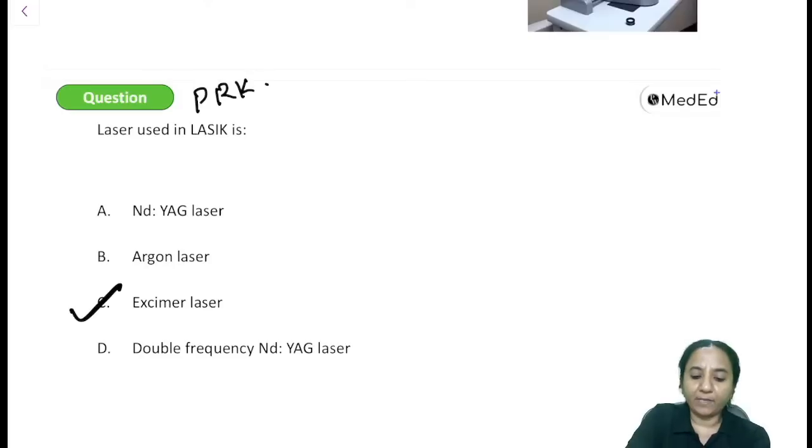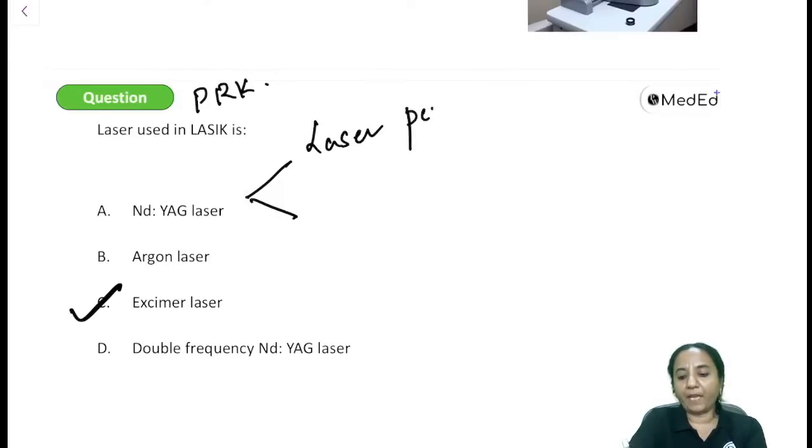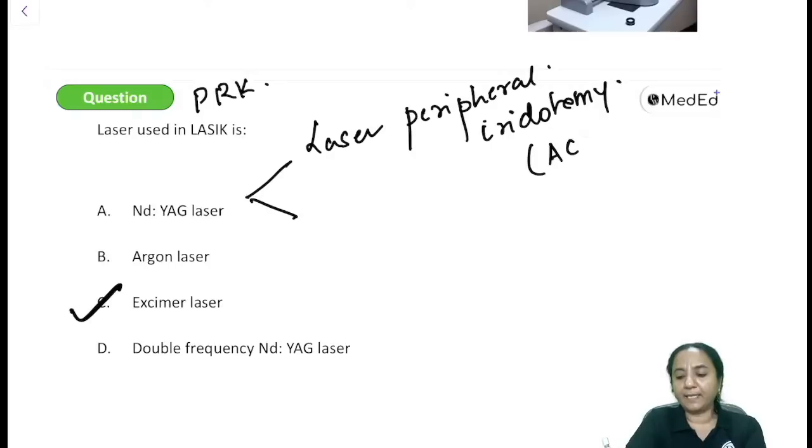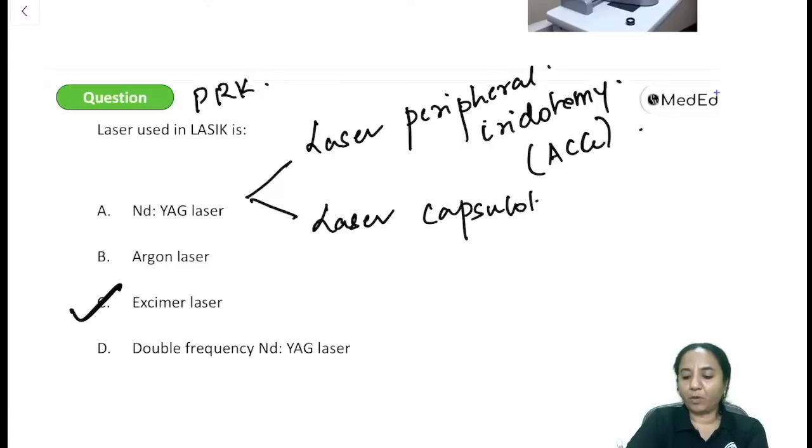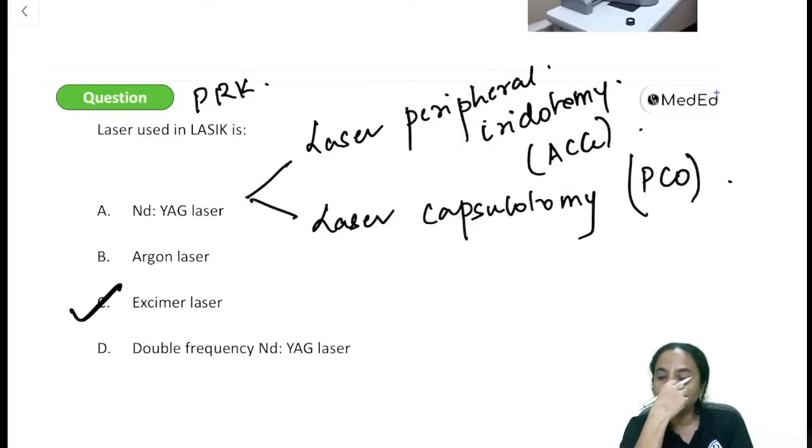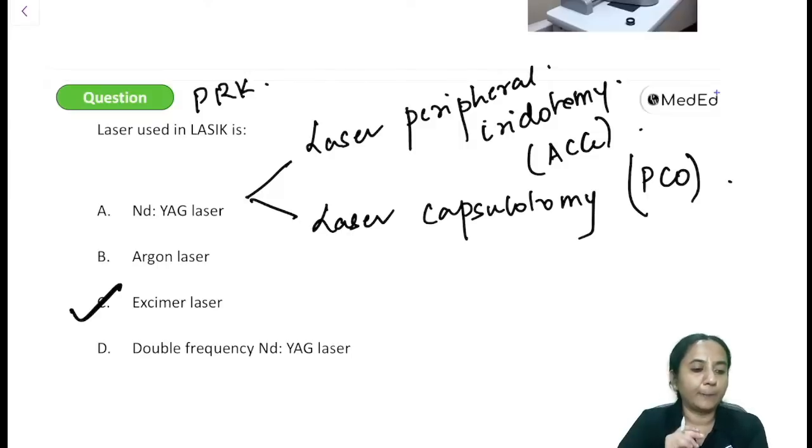Now where is Nd:YAG laser used? See, Nd:YAG laser is used in two important procedures. It is used in laser peripheral iridotomy. Where do you do a laser peripheral iridotomy? It is done in ACG, that is angle closure glaucoma, and it is also done for laser capsulotomy. Where do you do laser capsulotomy? Laser capsulotomy is done in PCO, that is posterior capsule opacification. So laser PI and laser capsulotomy are done with Nd:YAG laser, and LASIK and PRK are done with excimer laser. So don't make a mistake here.